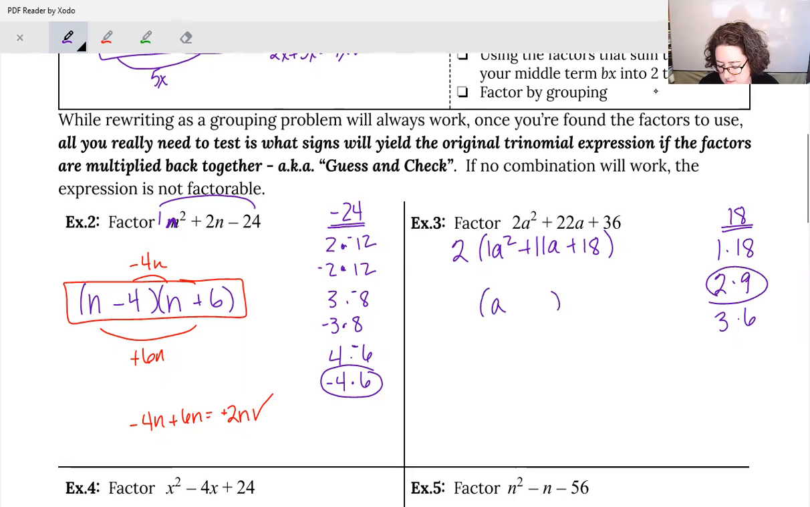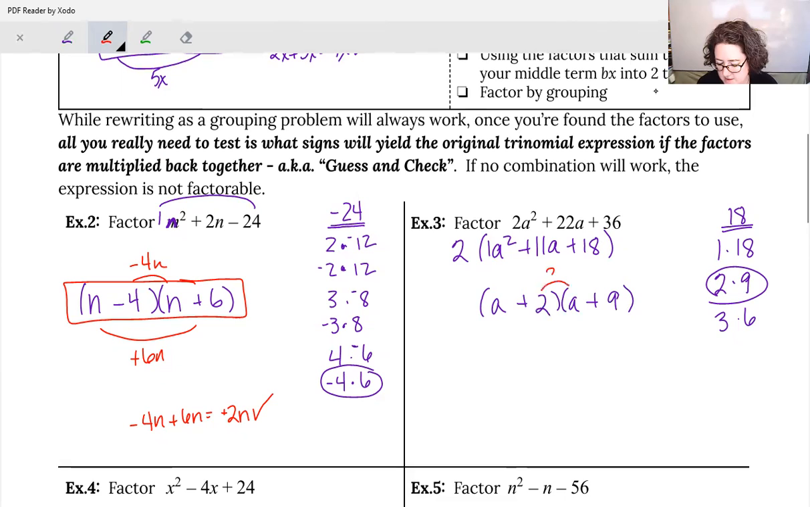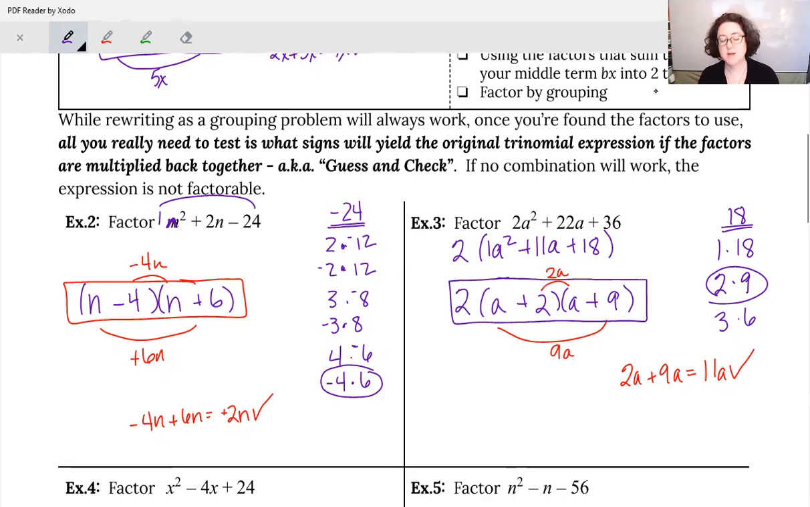A squared is a times a. 18 is 2 times 9. Everything was positive. So again, check your multiplications. 2 times a is 2a. a times 9 is 9a. So we would get 2a plus 9a is 11a, which checks out for that middle term. But don't forget, what did we have out front? We had the 2 that we factored out as the very first step. So that is our final answer, 2 times (a plus 2) times (a plus 9).